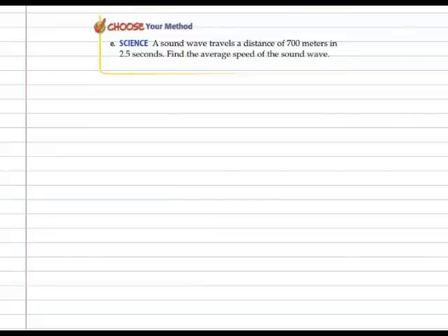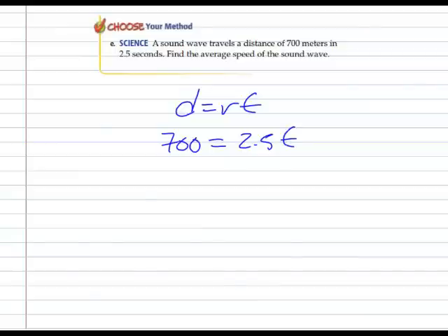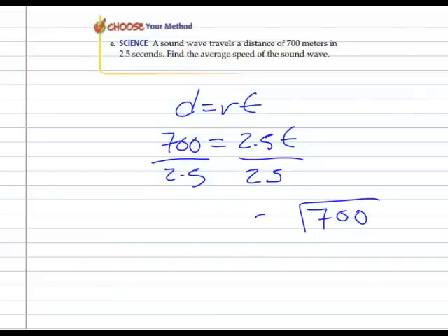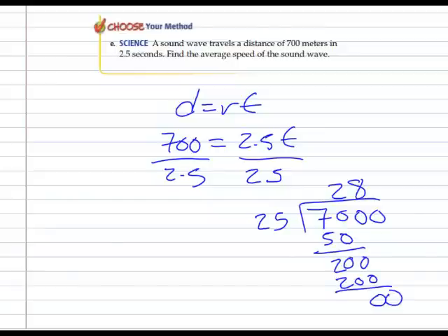A sound wave travels a distance of 700 meters in 2.5 seconds. Find the average speed of a sound wave. So distance equals rate times time. My distance is 700. I don't know the rate. I do know the time. This would be my equation. I would divide both sides of my equation by 2.5. 700 divided by 2.5 is the same as 7,000 divided by 25, which gives me 280. So the sound wave travels at 280 meters per second.